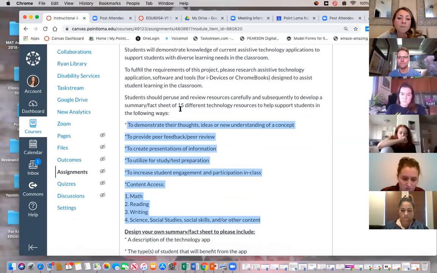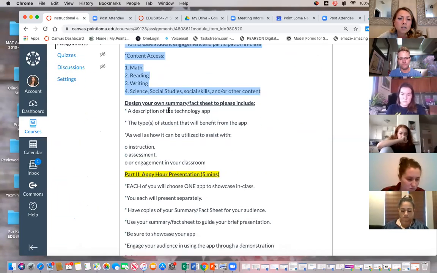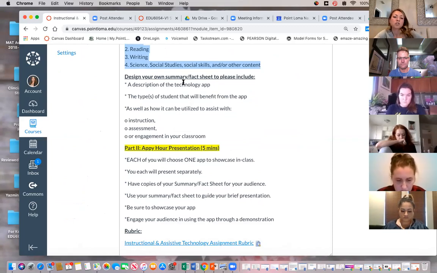And let's see, design your own summary fact sheet to include a description of the technology app. So this is what your fact sheets should include.